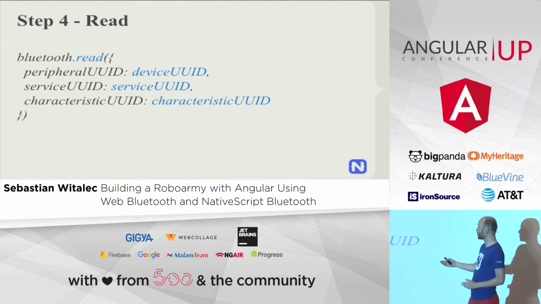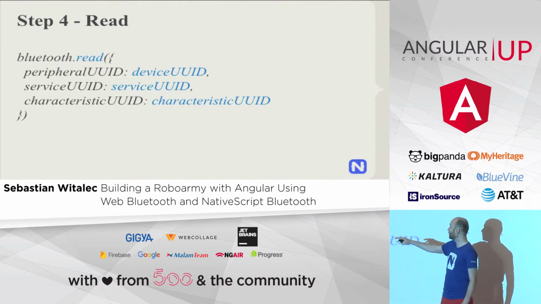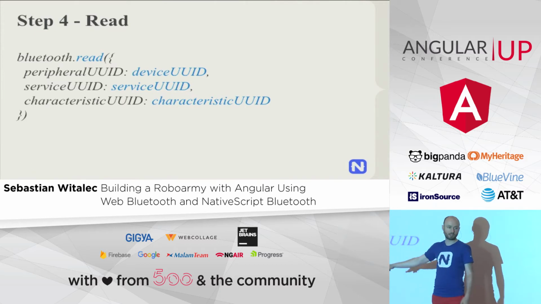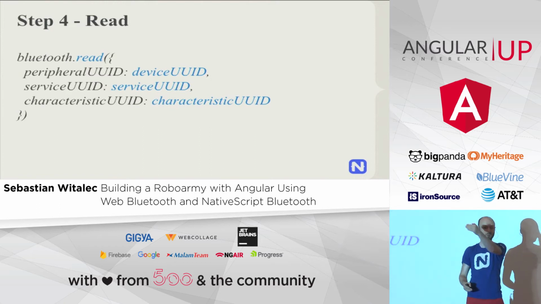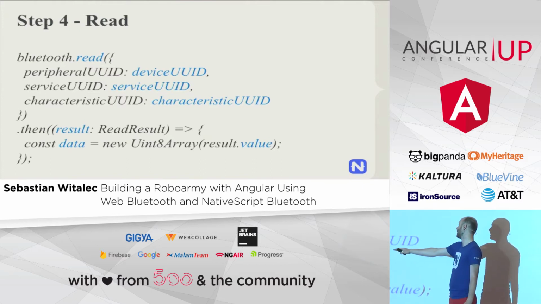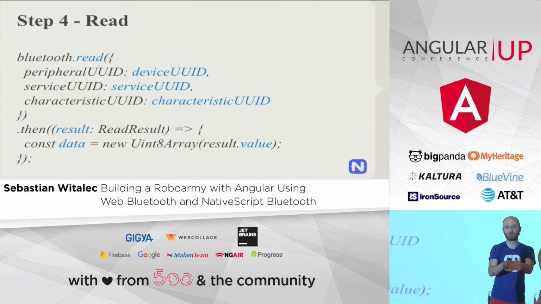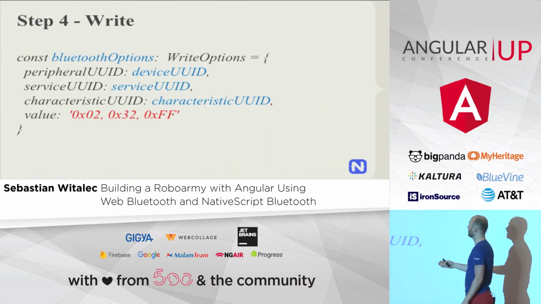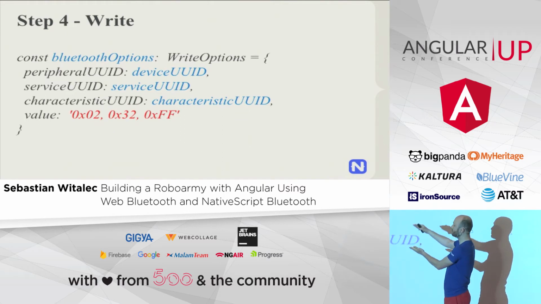To read the data, you just call Bluetooth.read, and we pass in the UUID of the device, the service, and the characteristic. Every time you want to read, you have to pass in all 3 of them. Then you get a promise, and you can convert the result to a Uint8Array. That will give you a set of numbers that came from the device. If you want to send an instruction to the robot, to the drone, you can construct a Bluetooth options object.